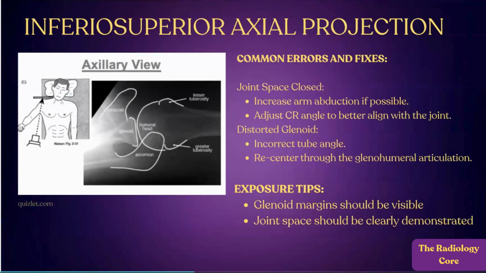So some common errors and fixes. Again, if the joint space is closed, you need to increase the arm abduction if possible, or adjust your CR angle to better align with the joint. If you see a distorted glenoid view, then that means you're using the incorrect tube angle. So you're going to want to recenter the X-ray tube through the glenohumeral articulation. Some exposure tips: the glenoid margins should be visible. So all of this area here and joint spaces should be clearly demonstrated.